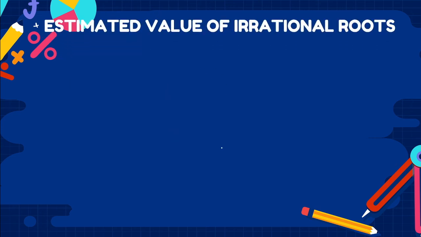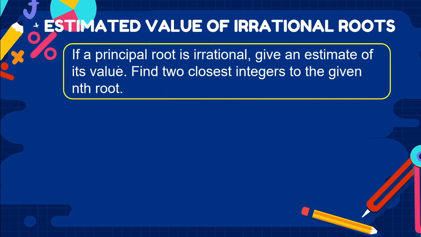The estimated value of irrational roots. If a principal root is irrational, meaning it is not a perfect square or perfect cube, give an estimate of its value. Find the two closest integers to the given nth root. Example, square root of 15.